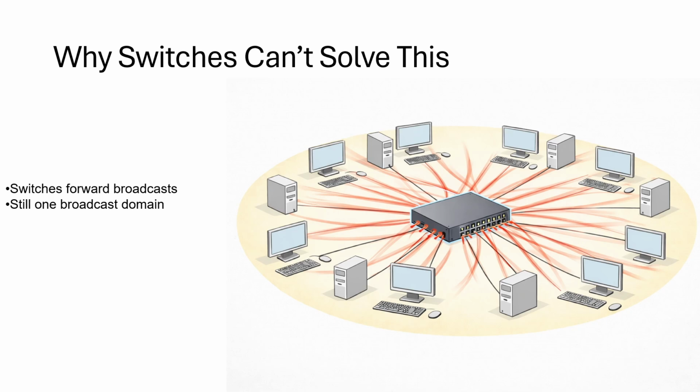At this point, a very natural thought appears. Switches are smart. Why can't they just stop this? And the answer is, they can't, by design. Switches operate at layer 2, and at layer 2, broadcasts are supposed to reach everyone. There is no idea of separate networks yet. So when a switch receives a broadcast frame, it must forward it. This means you get perfect collision handling, fast forwarding, but still one huge broadcast domain. Switches solved interference, but they did not solve broadcast scale. And that's the wall flat networks hit.